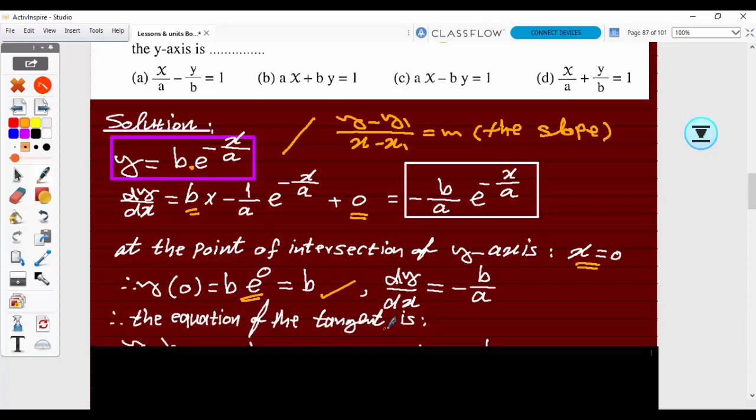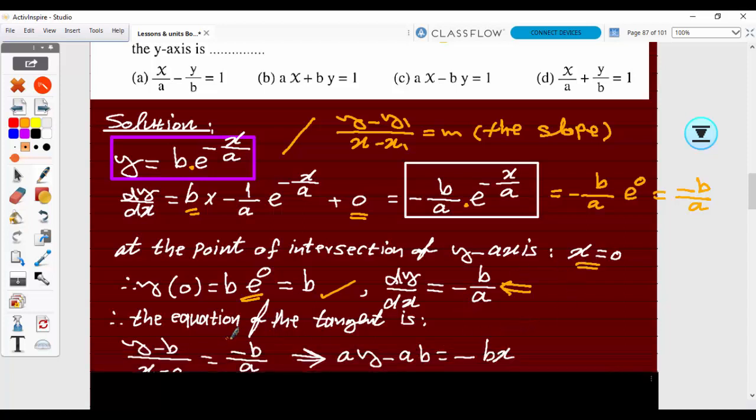And the slope at this point when x equals 0. We have here the slope dy/dx equals negative b over a dot e power negative x over a. Substituting x equals 0, what do we get? Negative b over a e power 0 over a, negative 0 over a, which equals 0. So the slope equals negative b over a. Now we have the slope equals negative b over a, and the point will be (0, b).